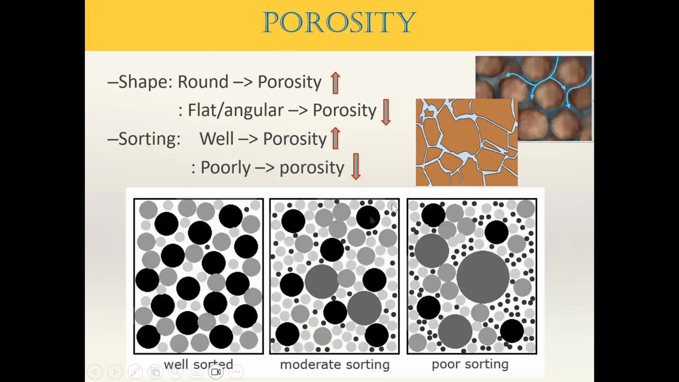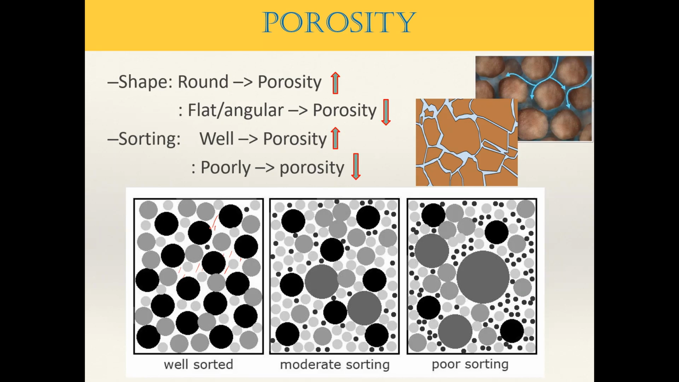Now, the shape of the particle. If they are round in shape, then you can understand that the space between them can be quite high, so that the porosity is larger. But if they are flat or angular in shape, then in between the particles other small particles can be filled, so that the porosity decreases. So that is about the shape of the particles.